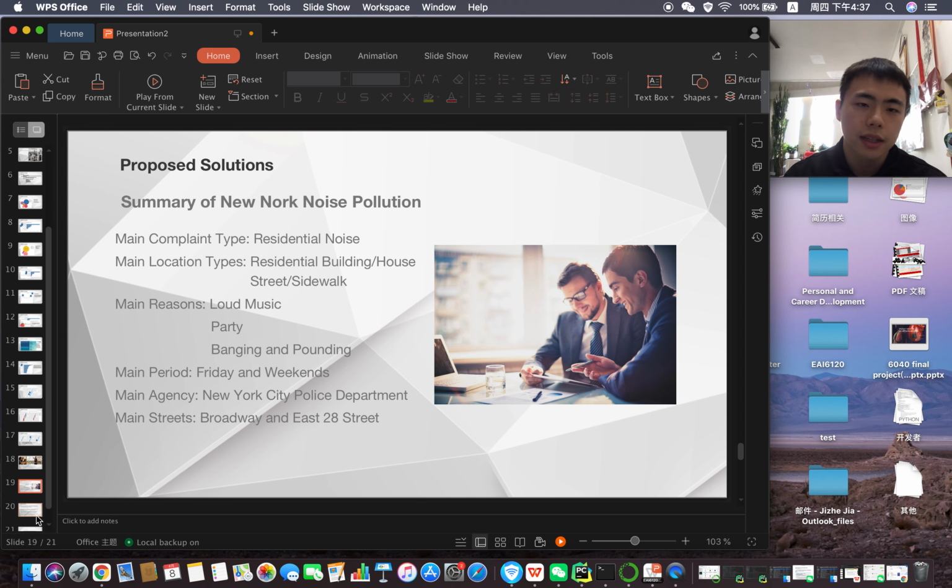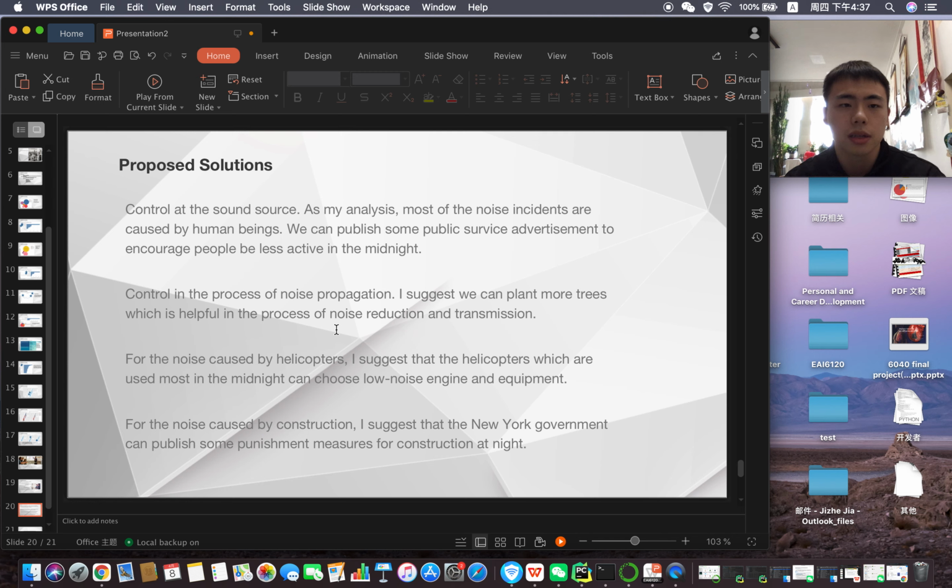And then I will give some solutions. The first way, and I think the most important thing, is to control the sound source. As my analysis shows, most of the noise incidents are caused by human beings. We can publish some public service advertisements to encourage people to be less active at midnight.